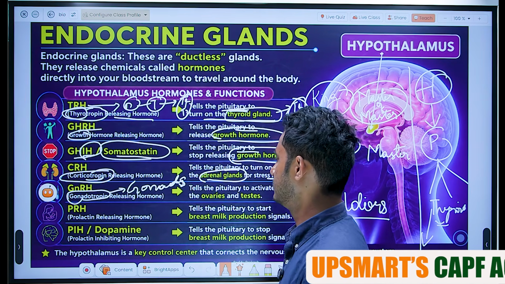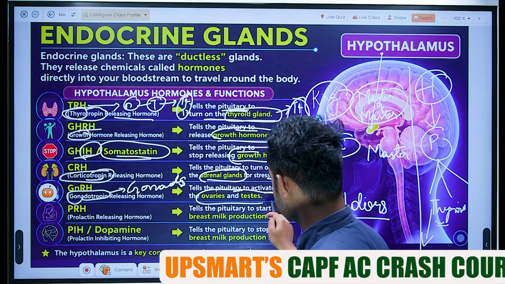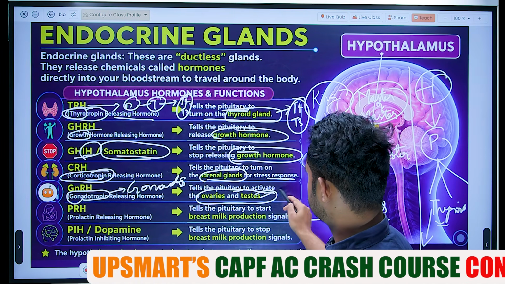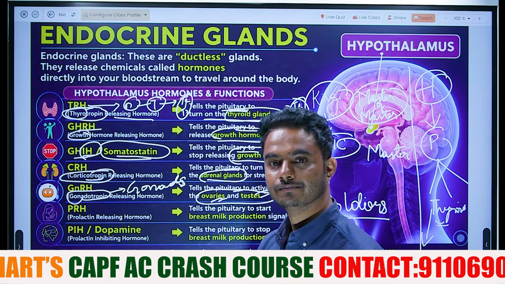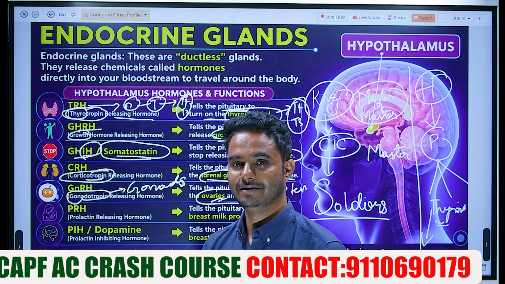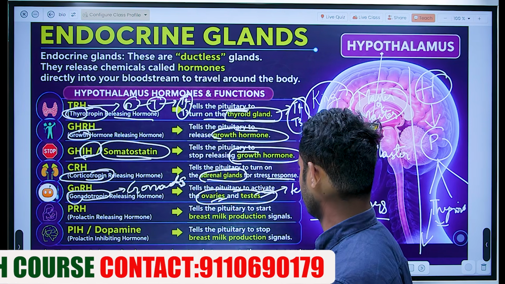This gonadotropic releasing hormone tells the pituitary to activate the ovaries and testis. What does the testis release? Testosterone. What do the ovaries release? You know it, right? You have studied for so many years. Google it if you don't know.